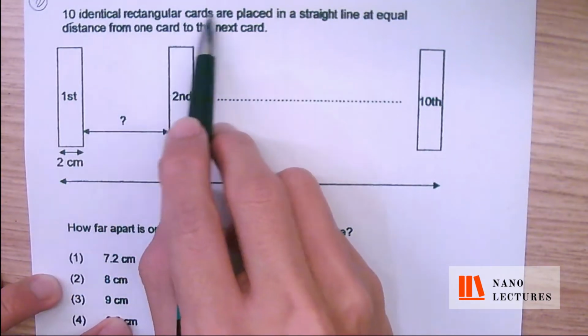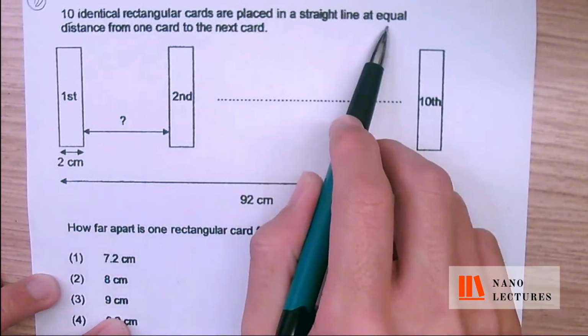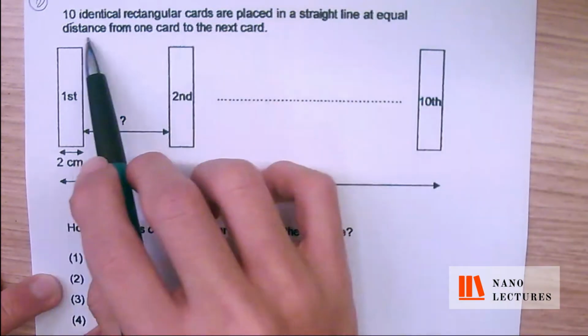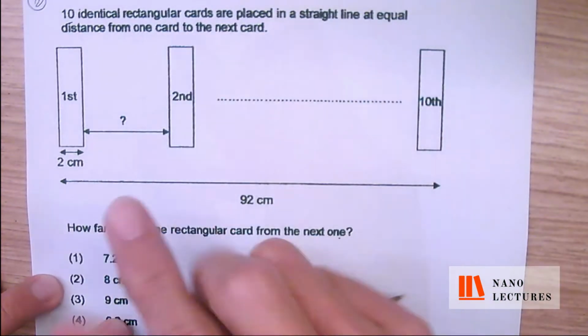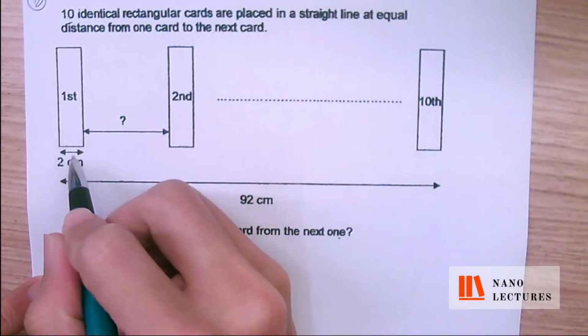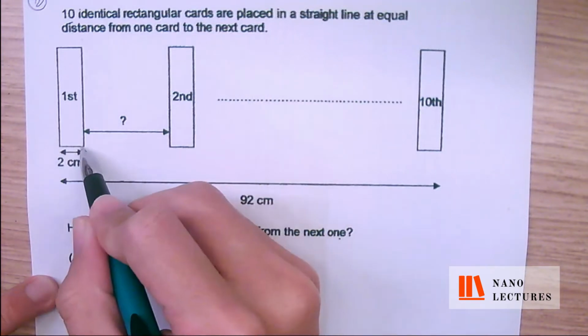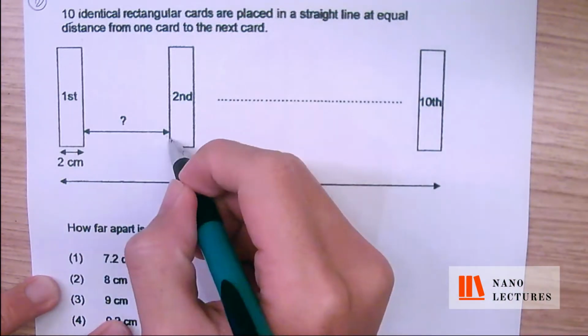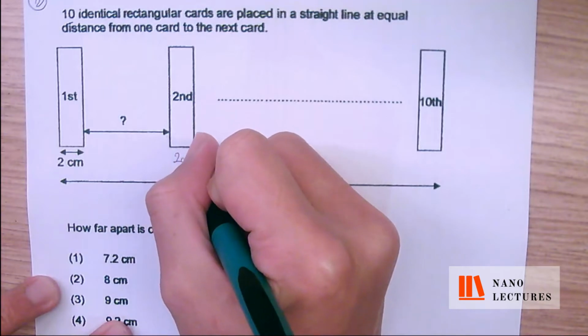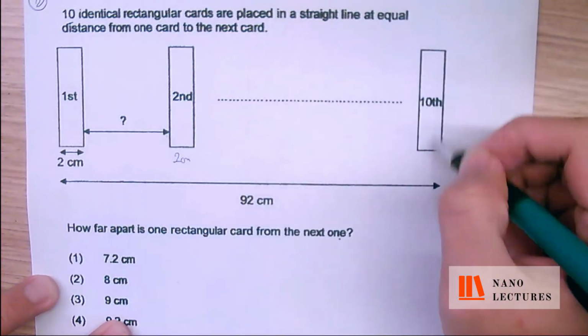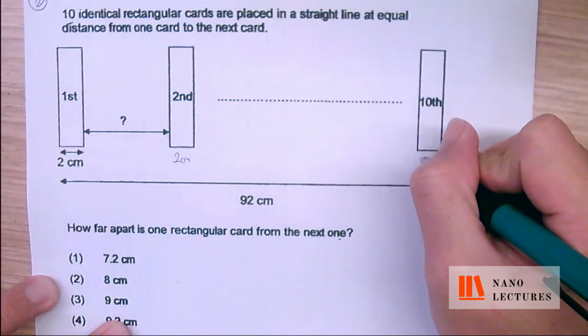10 identical rectangular cards are placed in a straight line at equal intervals, at equal distance from one card to the next card. So they're saying that there's a width of each card, right? The width is 2 cm, and the distance between them, no idea. Then there's another 2 cm, okay, and so on and so forth until the 10th card, also another 2 cm.